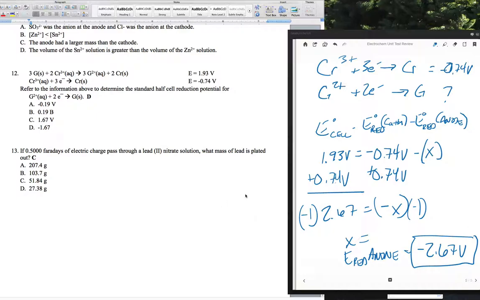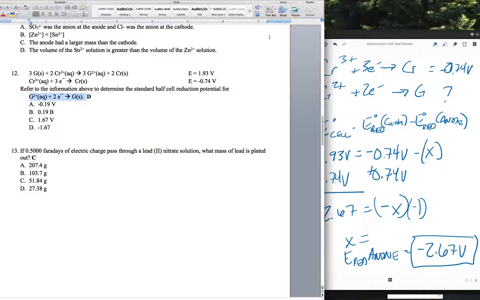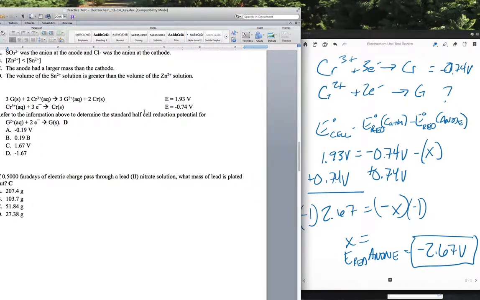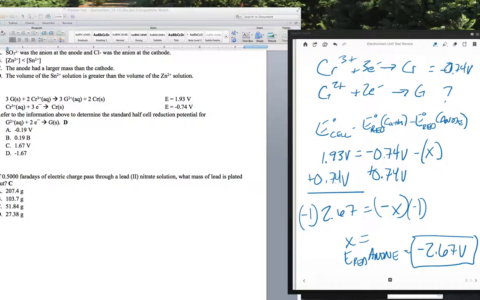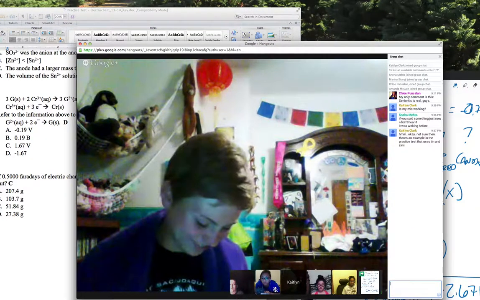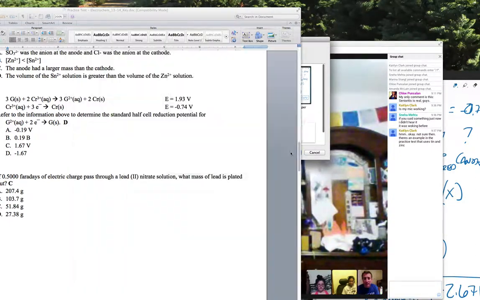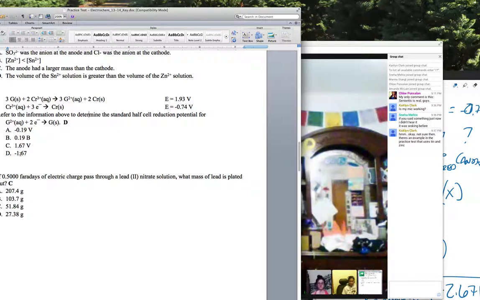And when I look at the key, that is not even an answer. The answer it gives is negative 1.67. Me and Nathan just assumed it was a typo. I agree with you. That's interesting. Okay, I know this comes as a shock. There is a mistake on my key. All right, so let me go back to the key.